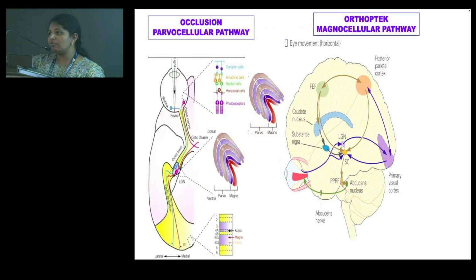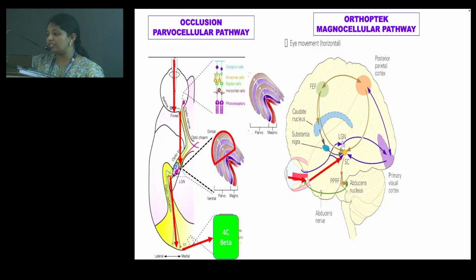Now coming to the parvocellular pathway, which is the major pathway for occlusion. When light falls on the fovea, the parvocellular ganglion cells get activated and information is passed to the lateral geniculate body. And from there it reaches the 4C beta area of the primary visual cortex where the foveal stimulation occurs.